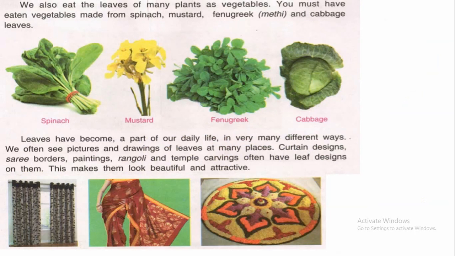Now, we also eat the leaves of many plants as vegetables. You must have eaten vegetables made from spinach, mustard, fenugreek, also known as methi, and cabbage leaves. Here you can see the pictures of the leaves like spinach, mustard, fenugreek and cabbage.